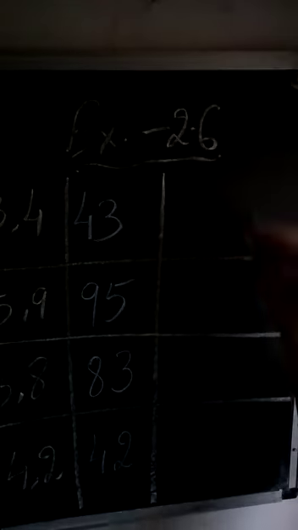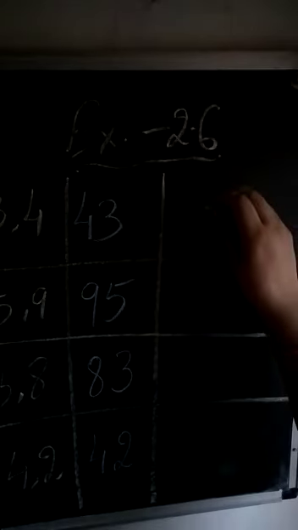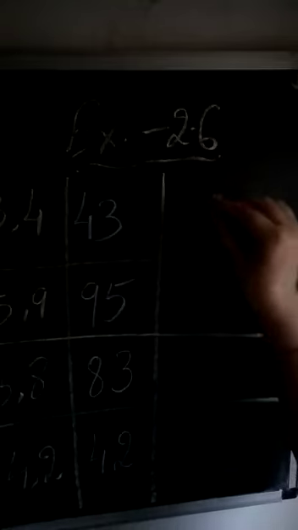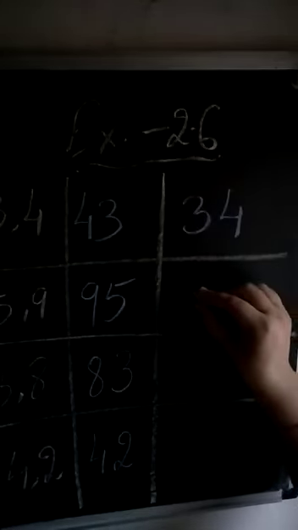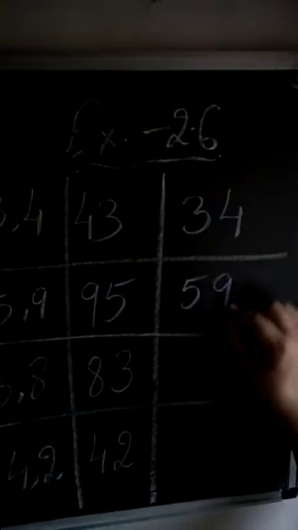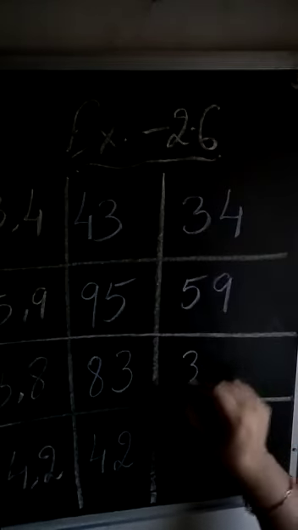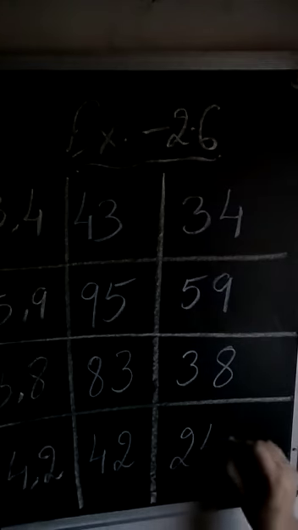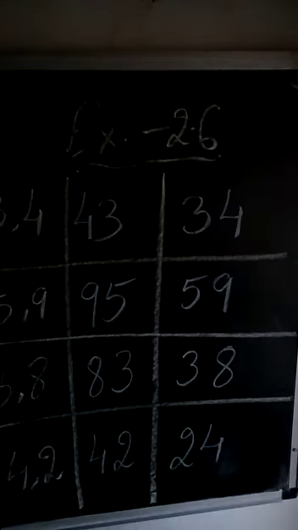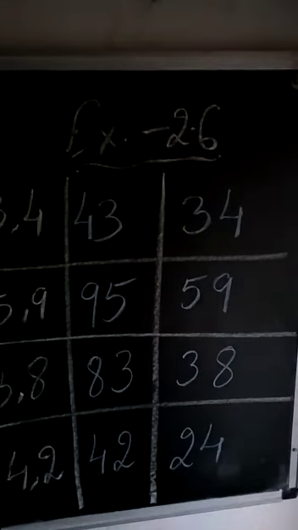And vice versa, here we are supposed to write the smallest number. For that, 3 is the smallest number and 4 is the greater number. 5 is the smaller number and 9 is the greater number. 3 is the smaller number, 8 is the greater number, 2 is the smaller number, and 4 is the greater number. In this way, we will solve the whole exercise.